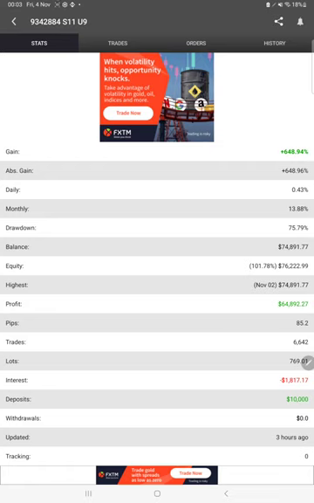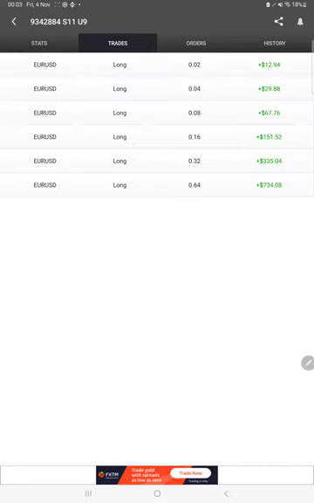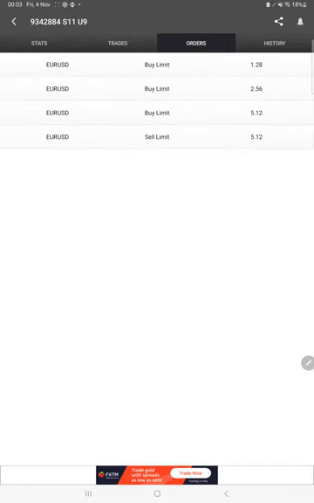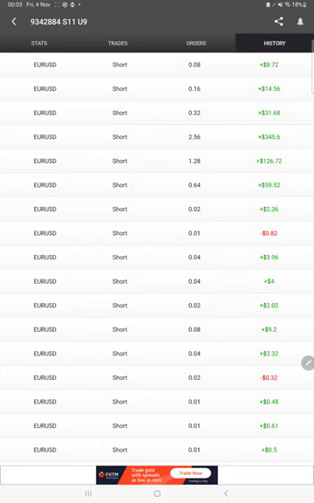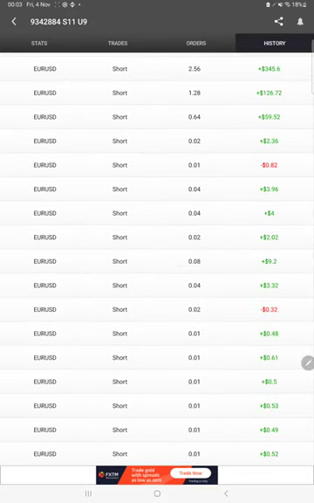Also, the MyFxBook detail is available, so we can check the total percentage of gain, absolute gain, daily return, monthly return, drawdown, current balance, equity, and profit pips that we have achieved, and 3 hours ago it was updated. We can also see the live open trades here, verify the pending orders, and in history we can see how much lot size we have traded, and how much profit and loss we have booked.